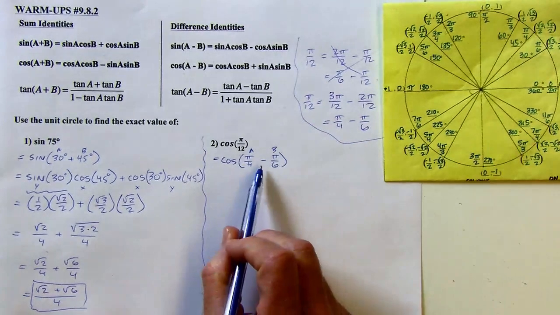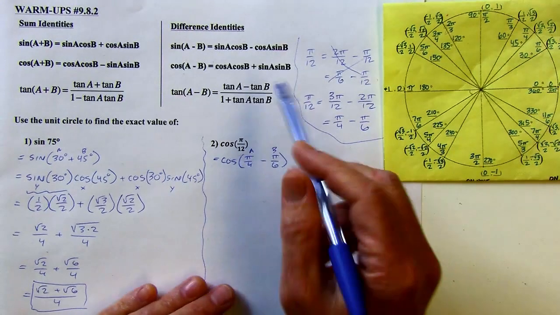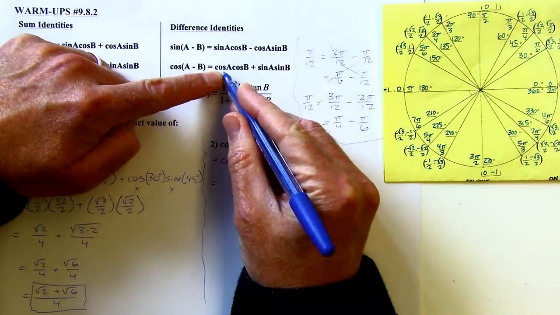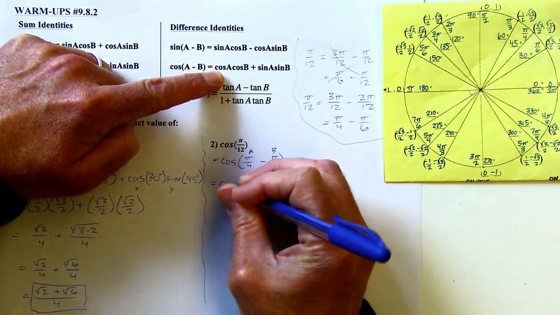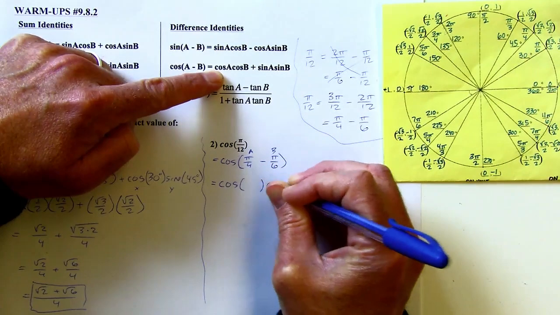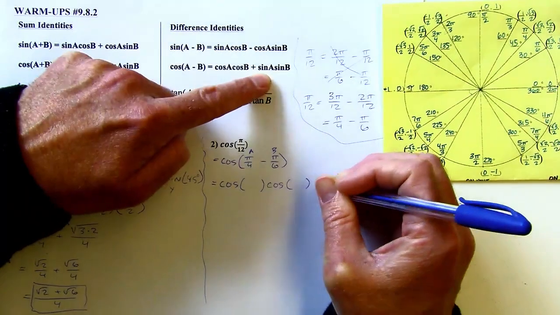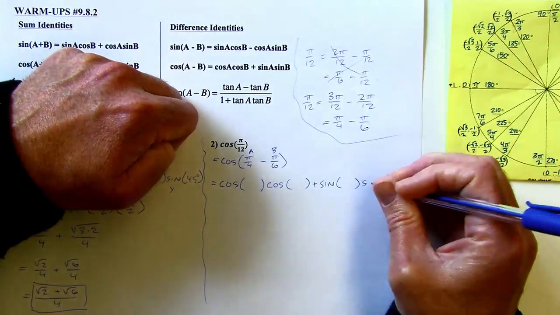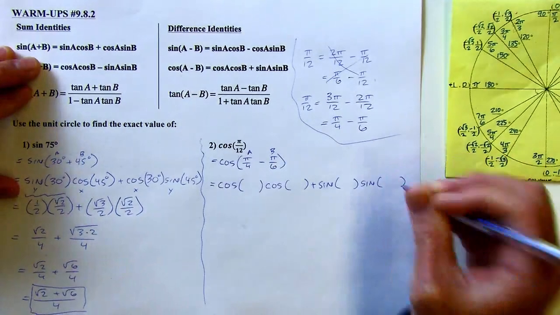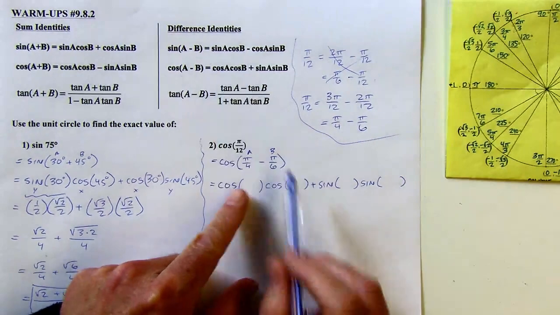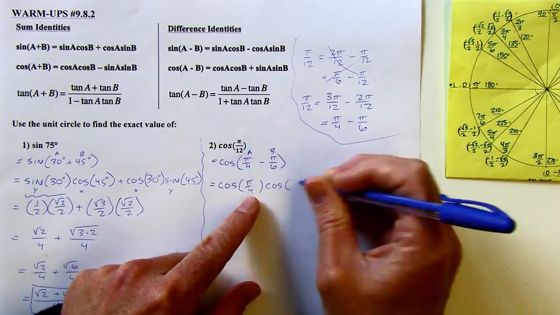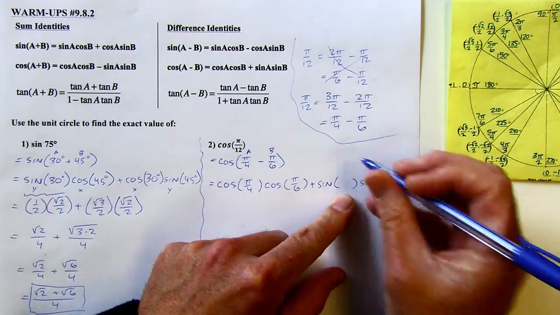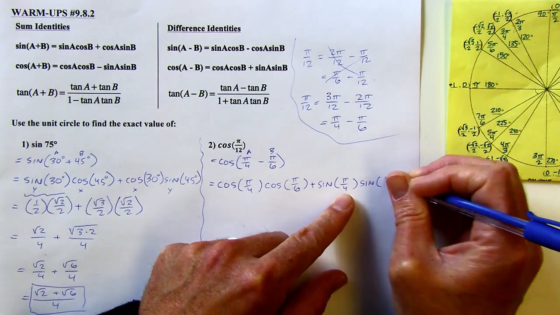So this is a difference identity because I'm subtracting my a and b in here. So then I'm looking up cosine. And sometimes I like to just put in blanks. So cosine of something times cosine of something else, and then plus sine of something times sine of something else. And of course that something and the something else is my a and my b. So here I've got a and b, so pi over 4 and pi over 6. Okay, and then in the second part, a and b again, pi over 4 and pi over 6.